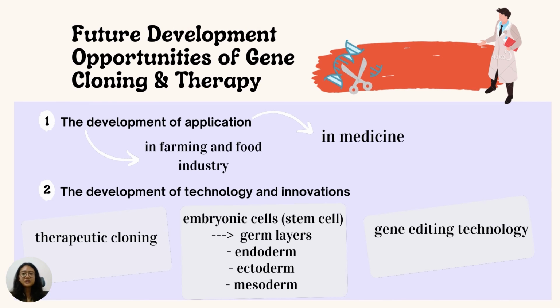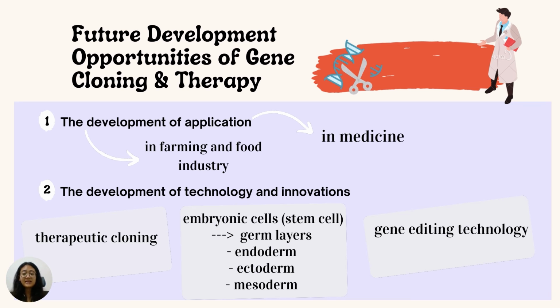In the beginning, gene cloning was mostly applied in the farming and food industry. Later on, the idea of gene cloning and therapy began to develop in medicine, especially for treating inherited diseases, cancer, and reproductive technology. Next, there are some variations in the development of technology. The first one is therapeutic cloning, which involves creating clone embryos for the sole purpose of producing embryonic stem cells with the same DNA as the donor cell. This will avoid immune rejection.